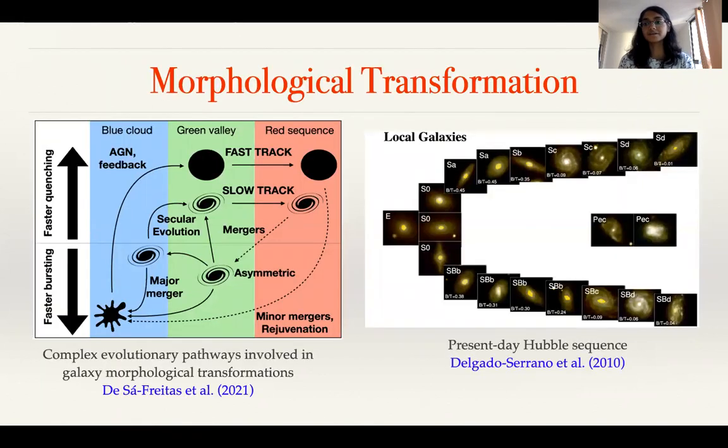To start with, we know that galaxies grow and evolve throughout their lifetimes and go through morphological transformations. Here on the right is an image of the Hubble sequence in the local universe showing different morphological types. And on the left is a schematic showing the many pathways and physical processes affecting these morphological transformations.